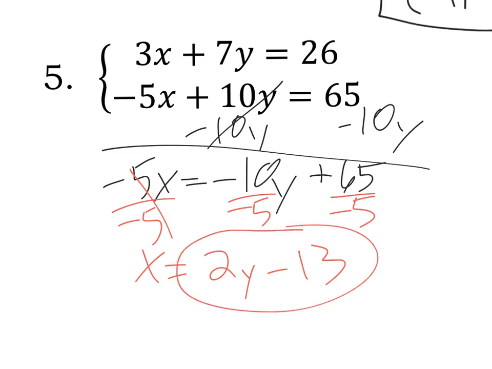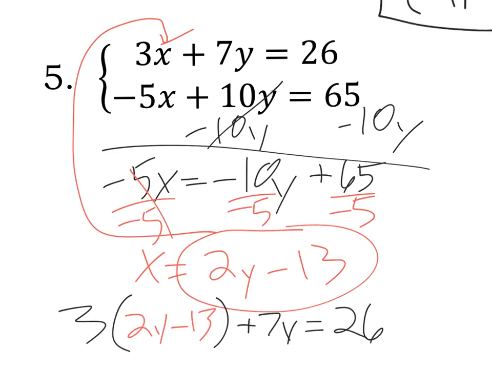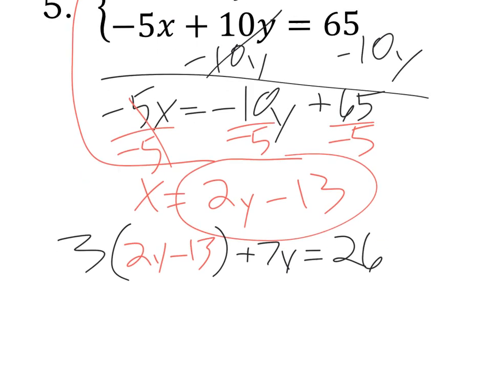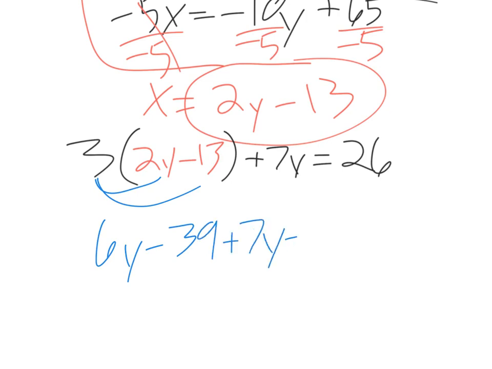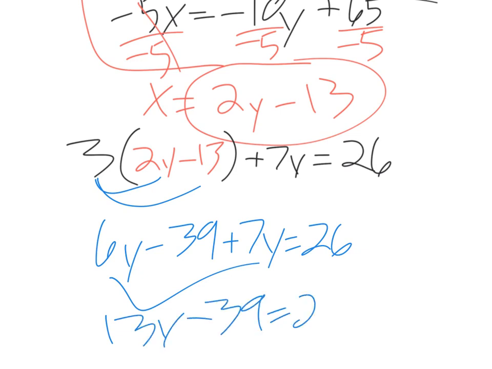Plug that into the equation we haven't touched yet, which is the top equation. I'm going to replace x with 2y minus 13, so 3 parentheses 2y minus 13 plus 7y equals 26. I now have the letter y appearing twice, which is good. We'll get an answer for y that way. Distribute, that'll make 6y minus 39 plus 7y equals 26. Combine like terms, you get 13y minus 39 equals 26.